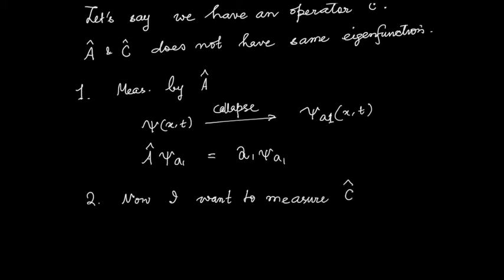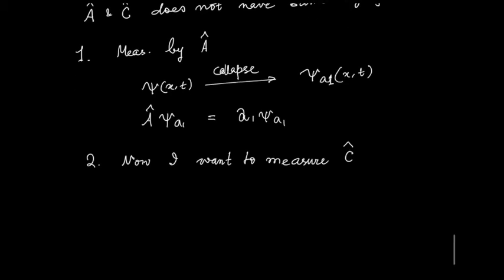The other dynamical variable of which the operator is C. So C is the dynamical variable. Now you see psi A1, as our assumption, is not an eigenfunction of C, but I can write this in terms of the eigenfunction of C. So this is an arbitrary state as far as C is concerned. So I have to write this as an eigenfunction of C. So this will be now first written this way.